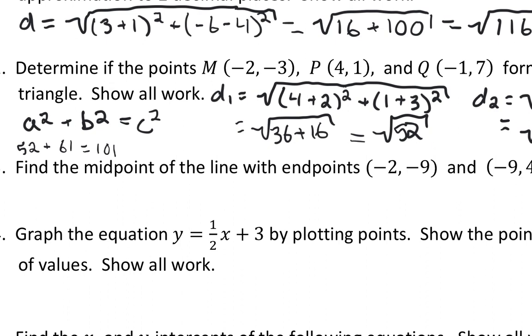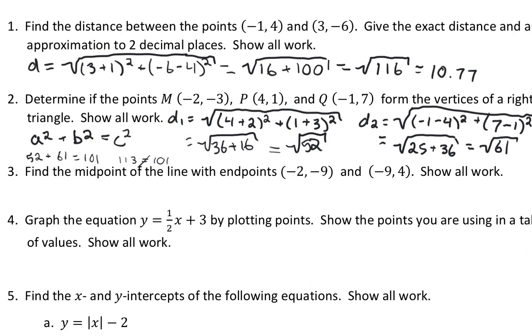But if we actually add these together, we'd see that we'd get 113 equals 101, which is not true. Because the sum of the squared lengths of the 2 shorter sides of this triangle are not equal to the square of the length of the longest side, this is not a right triangle.